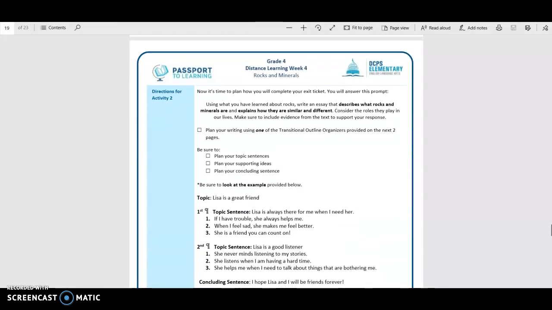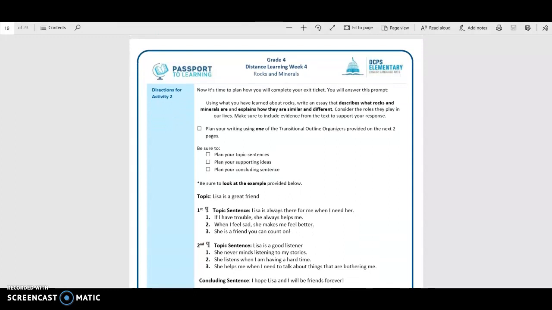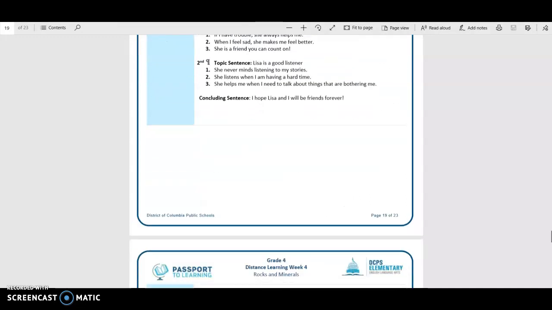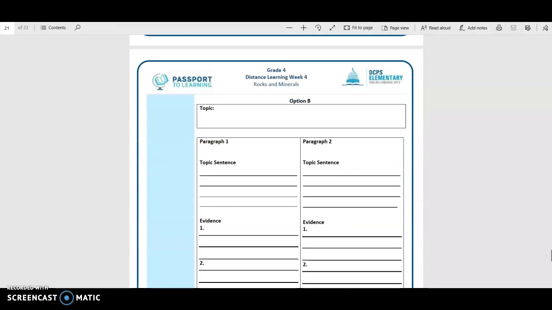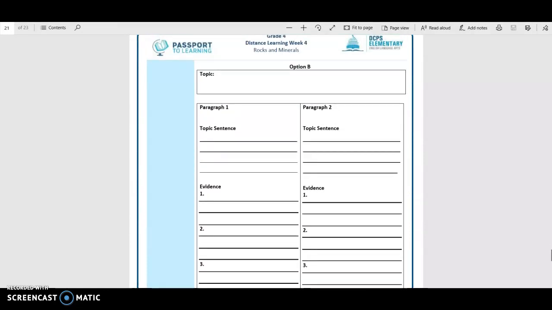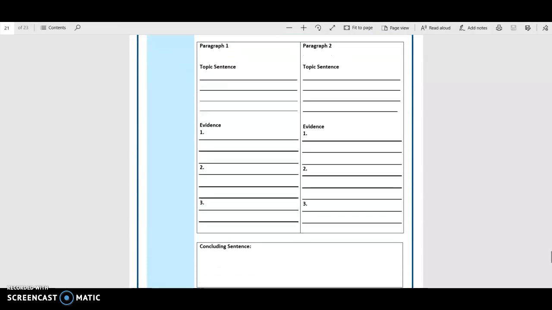And remember, your essay is about describing what rocks and minerals are and explaining how they're different and similar. And you also want to discuss how they play a role in our lives. Okay? And remember to use evidence from the text. So according to the text, it says blah, blah, blah, blah, blah. And remember, great writers always go back and reread their writing.